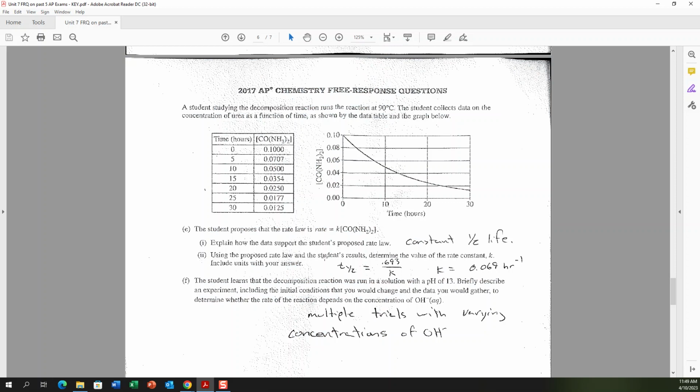And then because it's first order and we want to find the k-value, we can use this equation again. All we have to do is 0.693 divided by the half-life, which is 10 hours. So 0.693 divided by 10 hours gives us our k-value. And the units, again, are hours to the negative one, or one over hours.